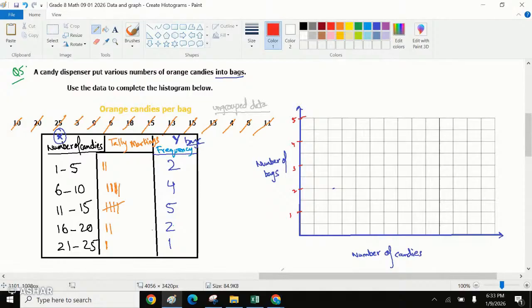What are the number of candies? 1 to 5, and so on, right? So this was 1 to 5, this was 6 to 10. Can we say this is 11 to 15? Can we say this is 16 to 20 candies? And this is 21 to 25 candies, right?